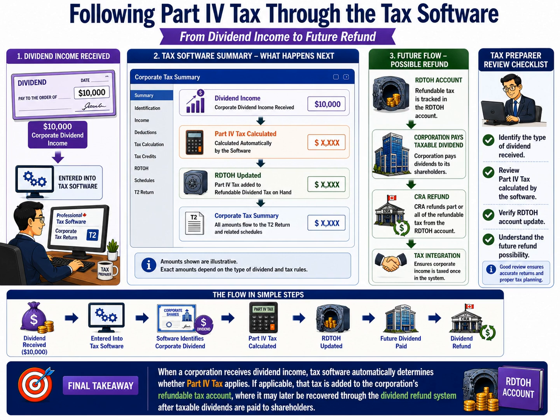Dividend income enters the tax software. The software determines whether Part 4 tax applies. If it does, the amount is added to the corporation's RDTOH account. Later, when taxable dividends are paid to shareholders, that refundable tax may be recovered through the dividend refund system.